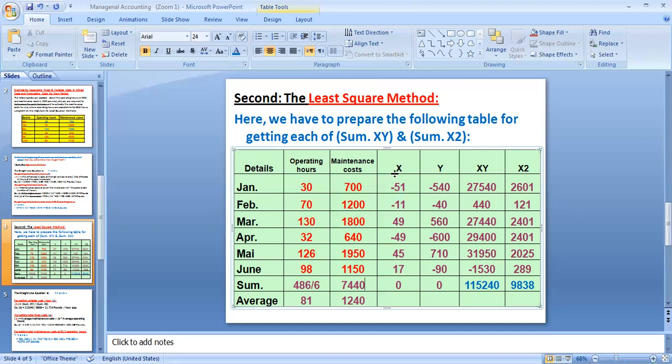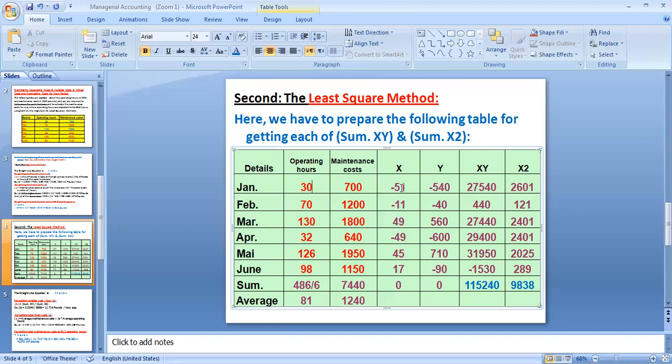Now, how did I get x? I deducted the average of the operating hours from each month. So the 30, 70, 130, 32, 126, 98, each one I said minus 81, and it gives the result. So in the column of the operating hours, I will deduct 81 out of the number of hours for each month to get these figures of x.